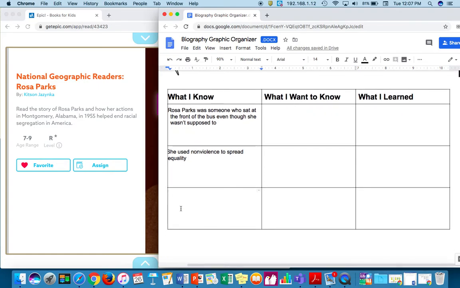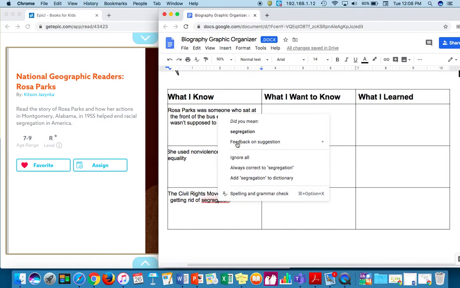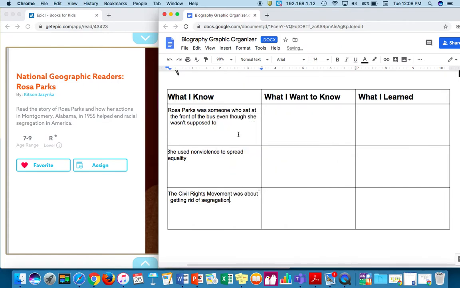And I might write the civil rights movement was about getting rid of segregation. Now, if you don't know anything about the civil rights movement, my suggestion is that right now you go and watch one of the read aloud recordings of it so that you can find some information, okay?